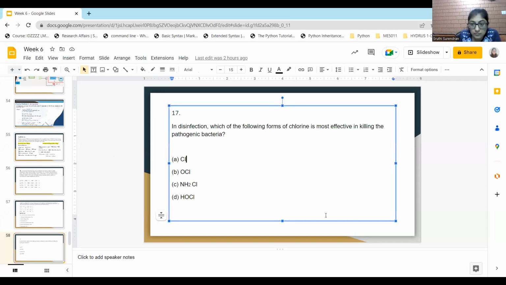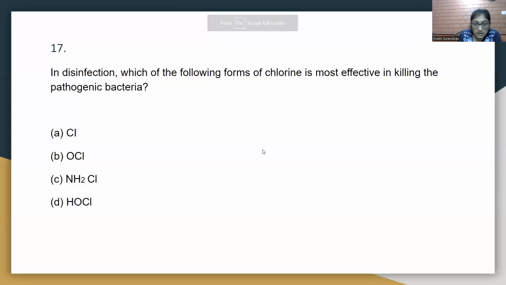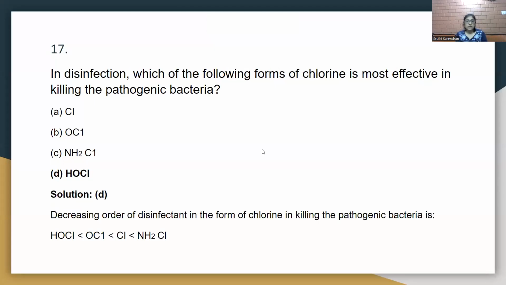Yeah, so it's the right answer. It's hypochlorous acid. In the decreasing order of effectiveness in killing pathogenic bacteria, hypochlorous acid is the strongest agent. After that, OCl-. In fact, hypochlorous acid is 80 times stronger than OCl-. Then only elemental chlorine, and after that only dichloramines come. So hypochlorous acid is the strongest form of chlorine in disinfection.